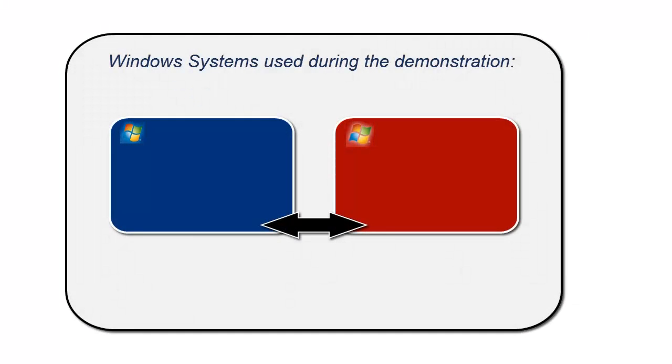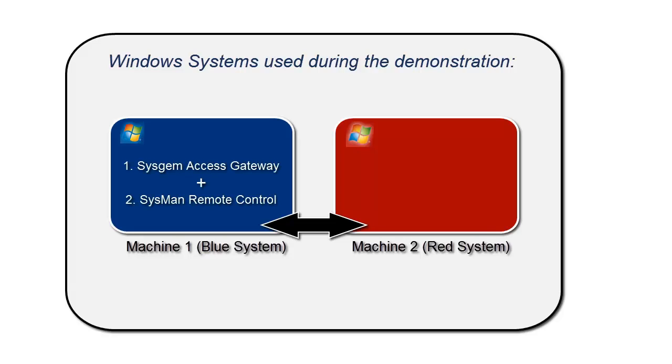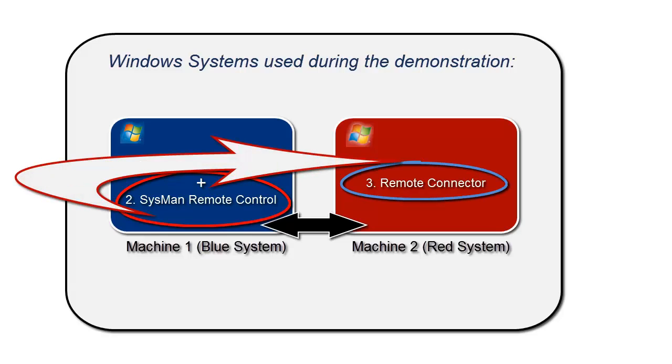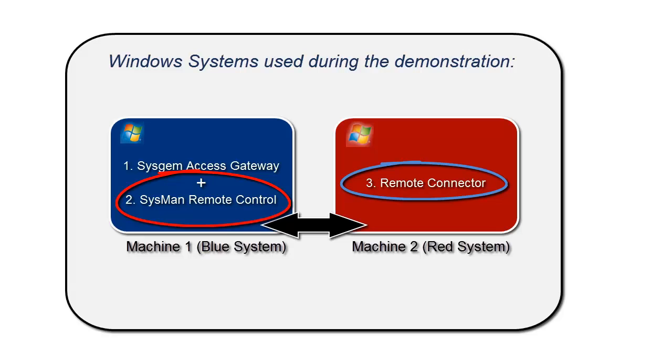As part of the demonstration, we will use two Windows systems. To help differentiate between them, we will refer to them as the blue system and the red system. On the blue system, we will install SysGem Access Gateway and SysMan Remote Control. On the red system, we will install the Access Gateway Remote Connector. When the installations are complete, we will use SysMan Remote Control on the blue system to connect via the Access Gateway to the Windows desktop of the red system in order to view and control the red desktop.